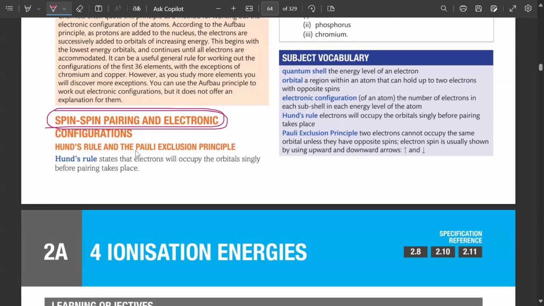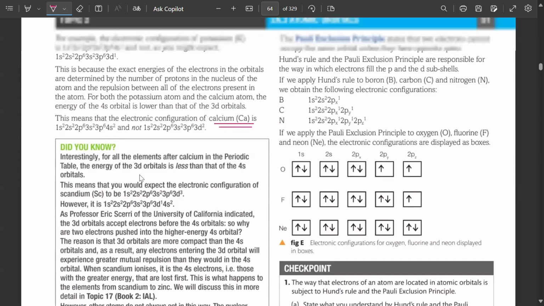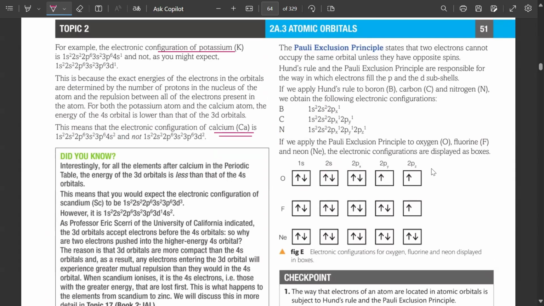What is spin pair repulsion? Hund's rule states that the electrons will occupy orbitals singly before pairing takes place. That they are always going to first go singly. जैसे मैंने कहा था ना, अगर आपने फिल करना है 2p4, if you want to fill 2p4, you have to fill them singly first. कैसे?